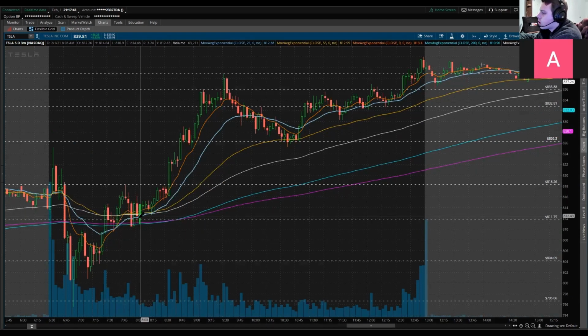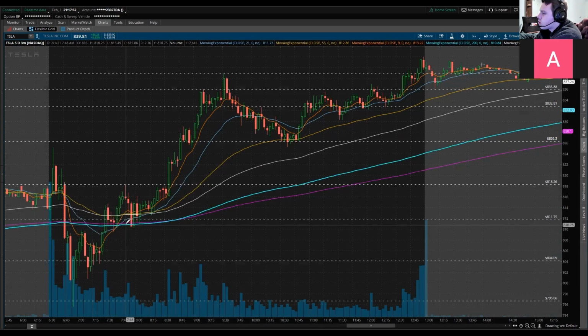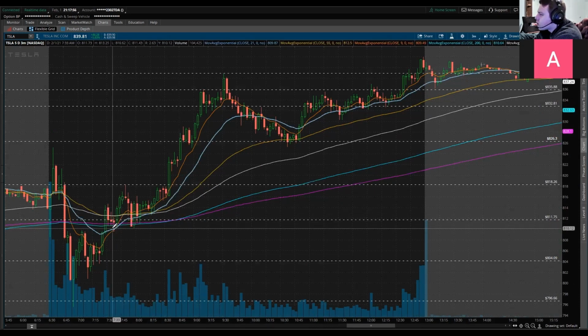So you get in, let's say right here, you get a nice entry, or probably right here. You wait for the confirmed breakout, 9 cross above the 21. So you get in right here.